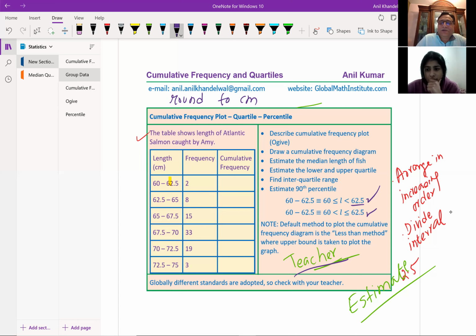Perfect. I'd like you to read these points. Can you please read this? What have I written here?